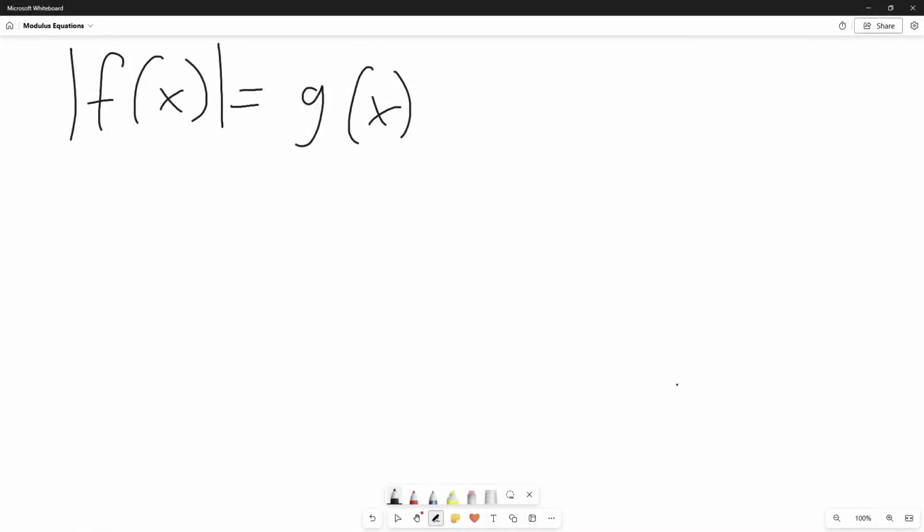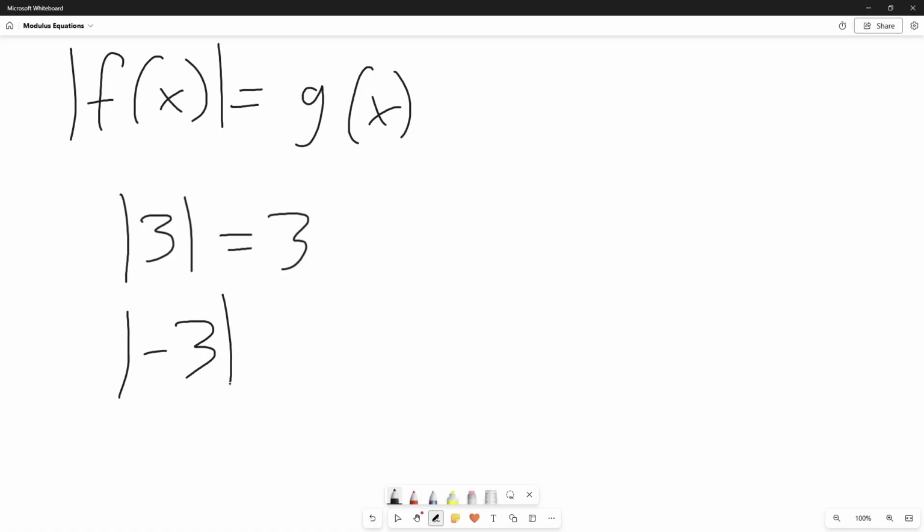So a modulus equation is just an equation involving the modulus function or absolute value. And if you don't know what that is, let's say you have a number like 3 and take the absolute value of that, it's also 3. But if you take the absolute value of a negative number, like -3, then it turns into a positive number. So the absolute value of -3 is 3.